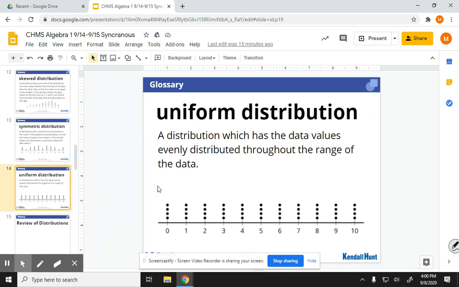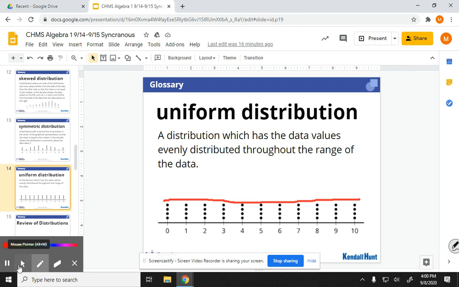And then the last one is our uniform distribution. And as you can see, they all have 4 dots across the board, just creating a straight line across. Let me attempt to draw a straight line across. There we go. So you can see the data doesn't change. No matter what number you go to, you have 4 dots. So that is why it is uniform. It's all the same.